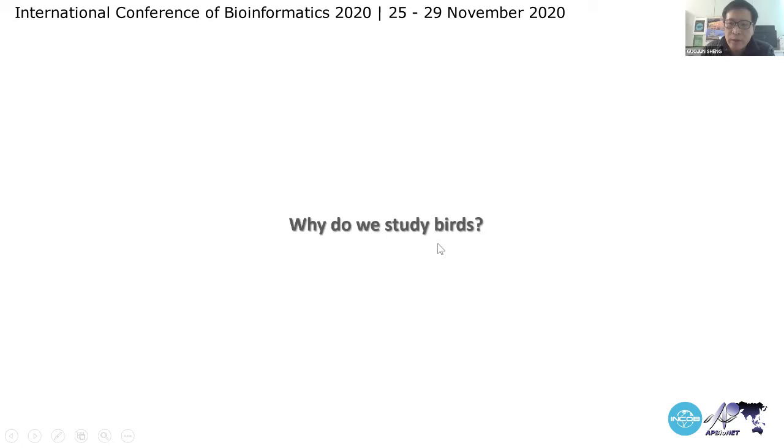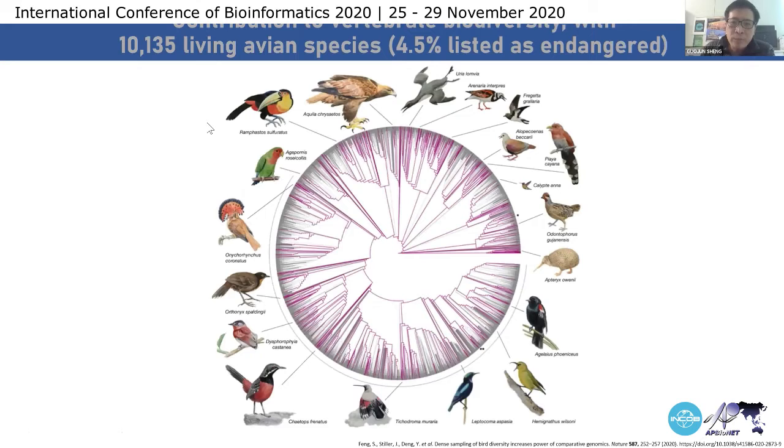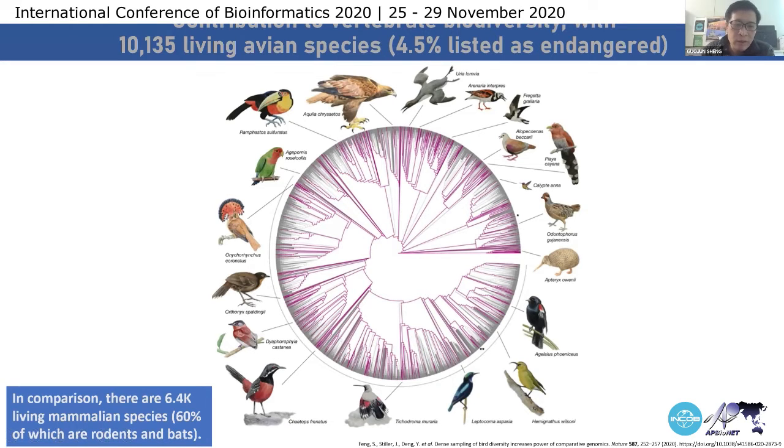So why do we study birds, right? There must be some advantages of using the bird species as an animal model. Just to give you a broad overview, avian species contribute to vertebrate biodiversity in a pretty significant way. Currently there are over 10,000 living avian species, although 4.5% of those are listed as endangered species. In comparison, all the mammalian species combined number only about 6,400 or so. And the majority of those belong to groups of rodents and bats, very speciose groups. The rest is not very biodiverse in a sense.